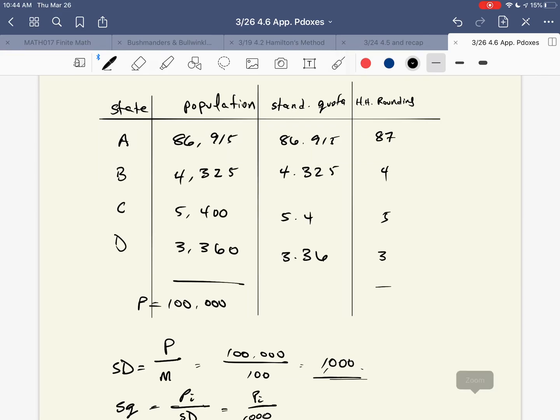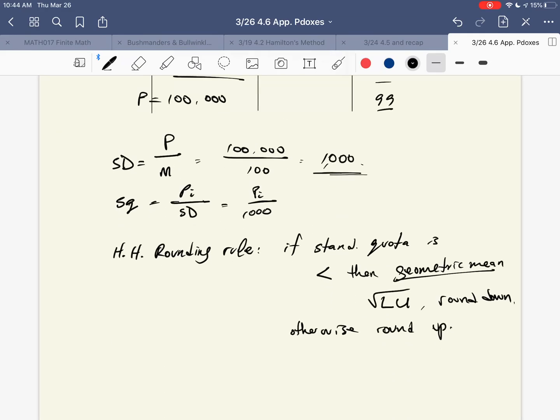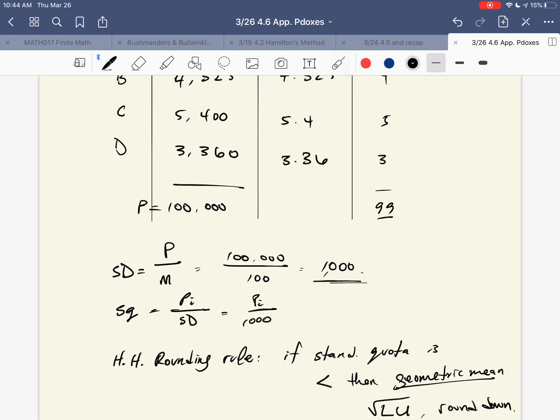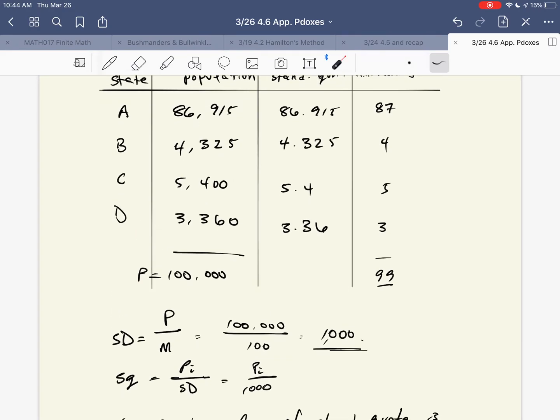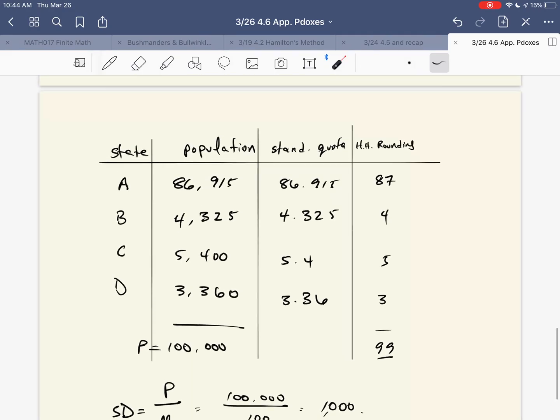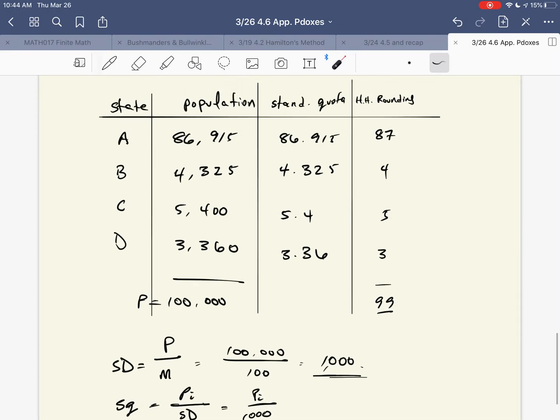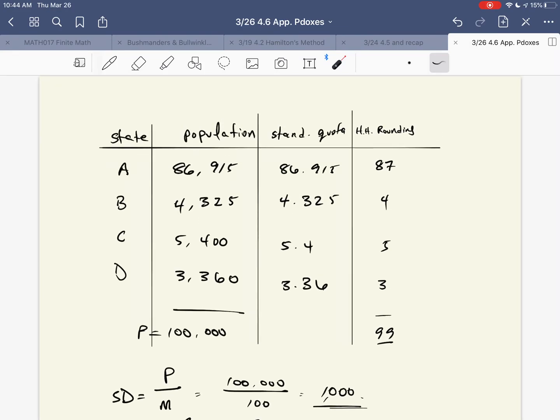And what do we get? Well, when we add this up, we'll get 8 plus 4 is 12, plus 87 is 99. So remember what I said, that the standard divisor might not always work. So this is one of those cases. This is like the problem we had in section 4.1 when we tried to just use normal rounding. So let's change some things.